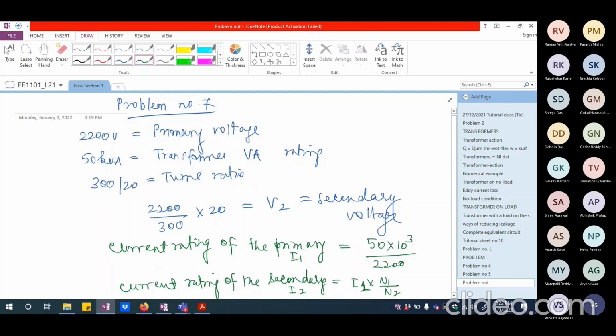And finally, flux density is asked, which you can calculate. Flux or flux density, I don't think it's a big deal because you are going to write this as 4.44 f phi max multiplied by N1. Right, from which you can calculate what is this phi max value. Okay, any questions?